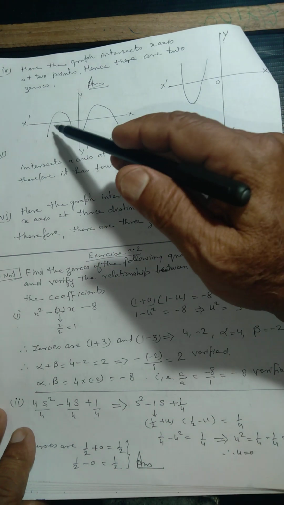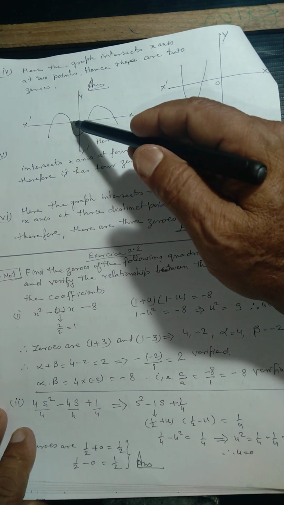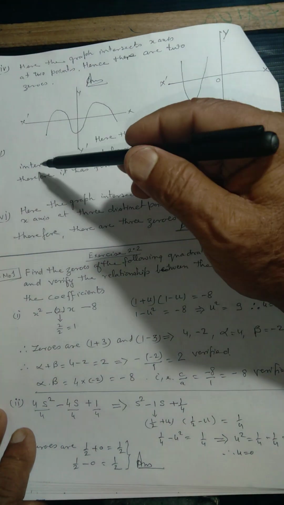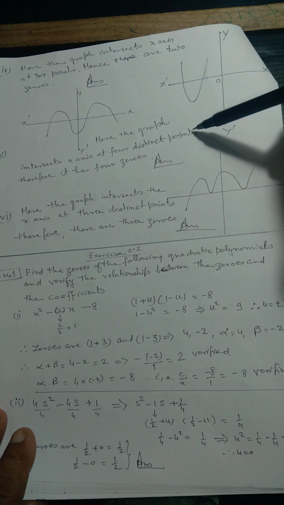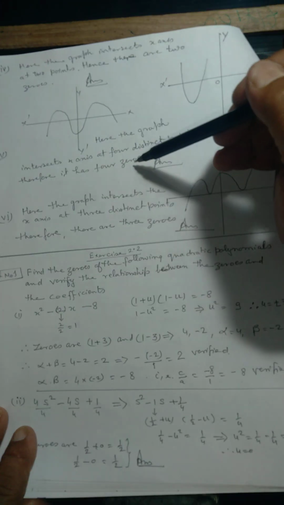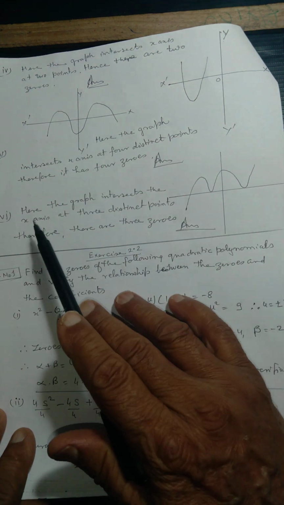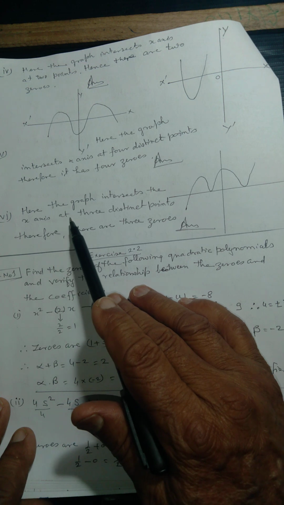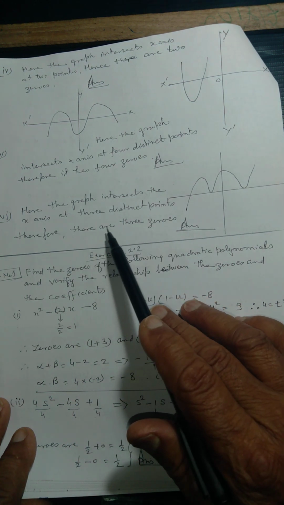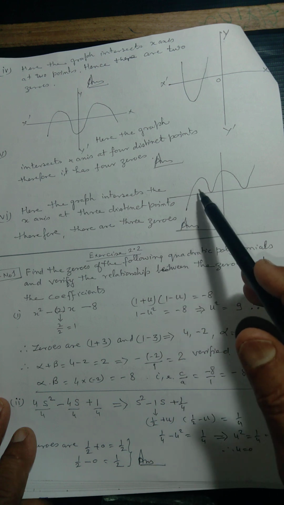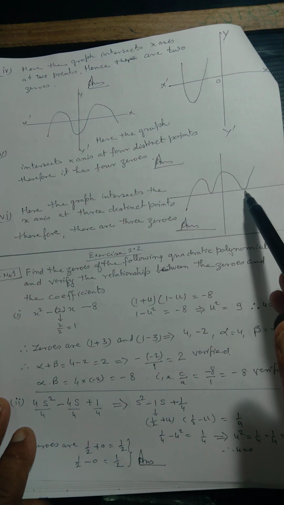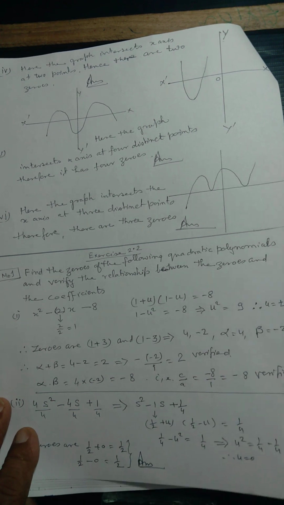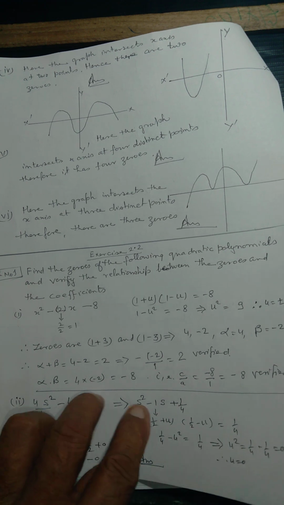Now in the fifth part, you see the graph intersects the x-axis 1, 2, 3, 4. Here the graph intersects the x-axis at 4 distinct points, therefore it has 4 zeros. Now come to the sixth part. Here the graph intersects the x-axis at 3 distinct points, therefore there are 3 zeros. You see 1, 2 and 3. In this way we have finished the exercise 2.1. Now proceed to the exercise 2.2.